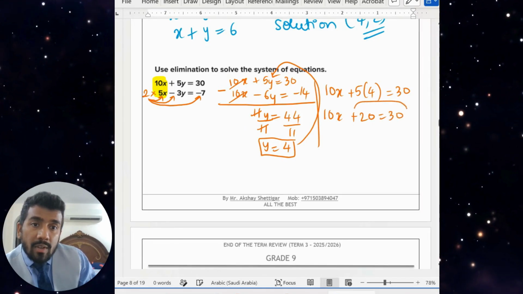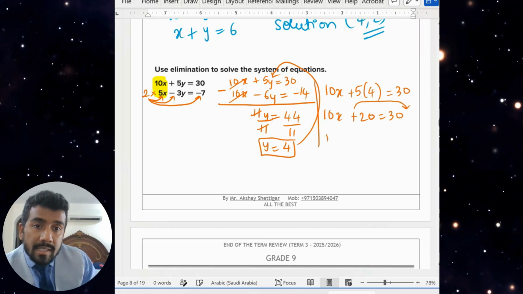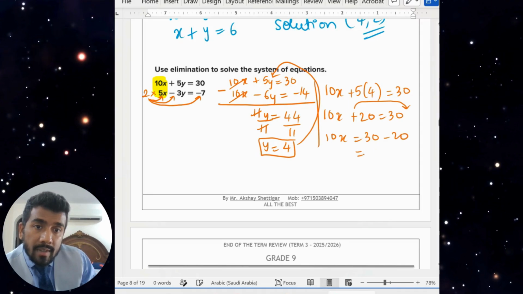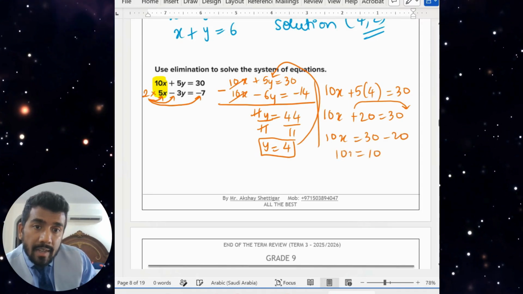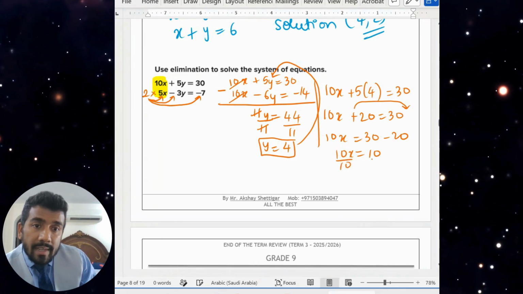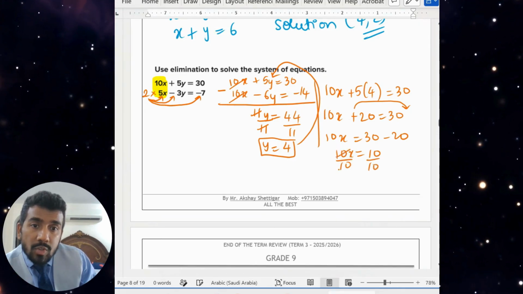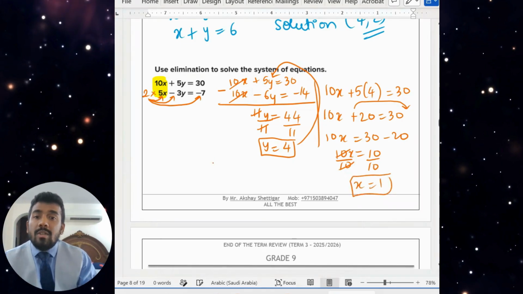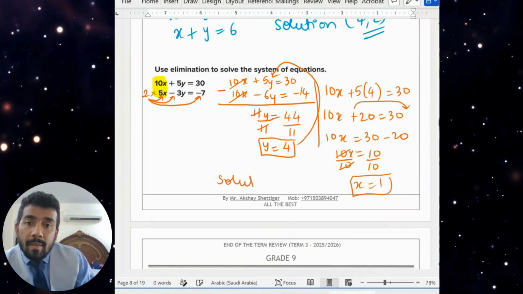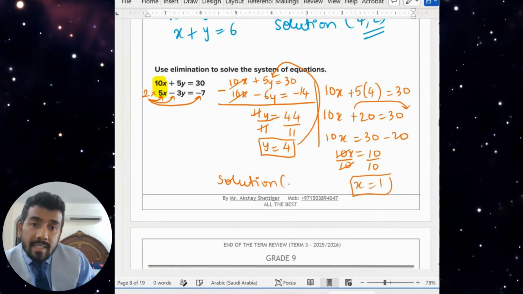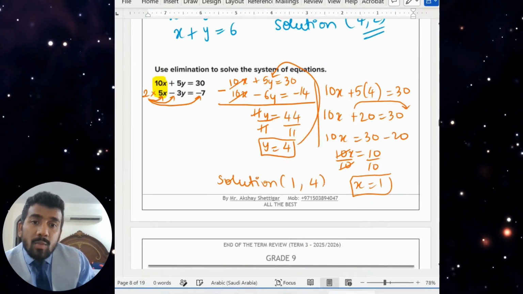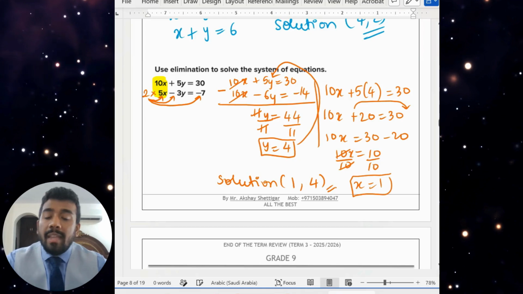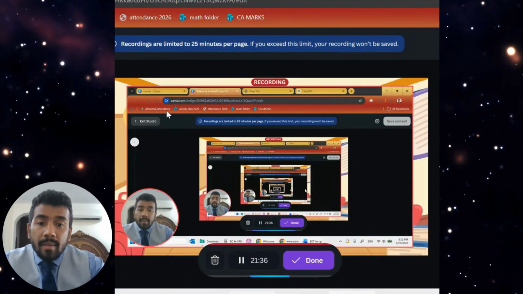Bring this plus 20 to the other side, it will become minus. So 10x equals 30 minus 20. That's 10, so 10x equals 10. Divide by 10 on both sides. So what do you get? x is 10 over 10, that's 1. So what's the solution? The solution is x is 1, and y is 4. Understood? Easy peasy. Same thing I can do with the calculator as well.